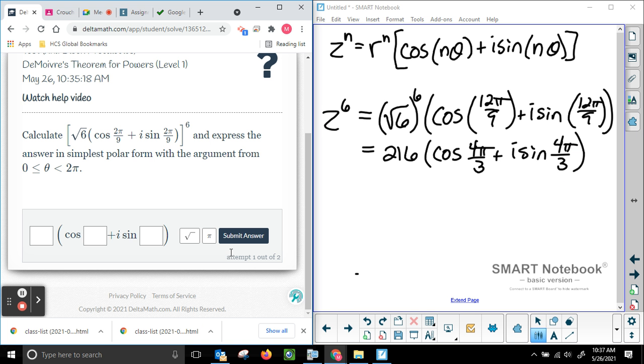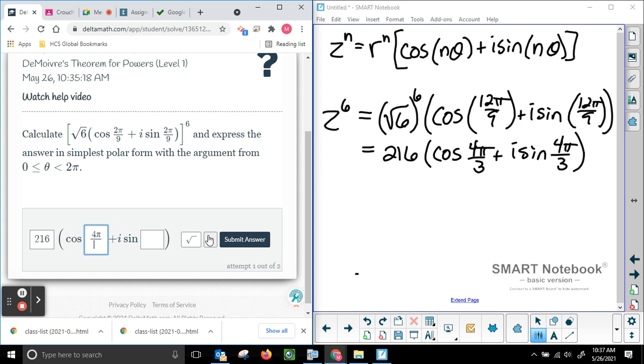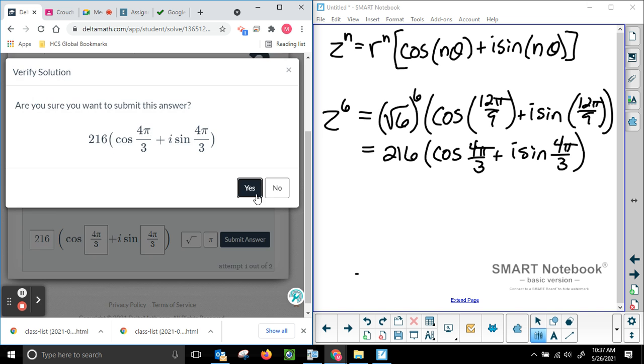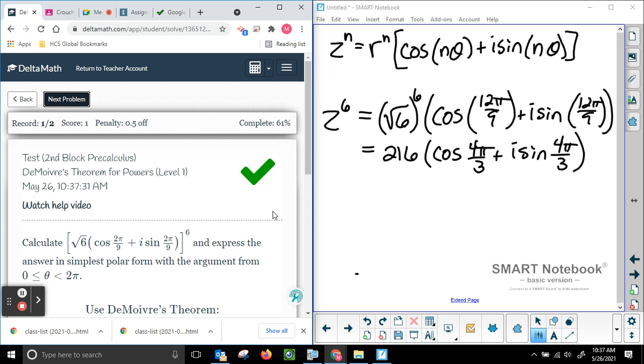Our direction said to express it in simplest polar form, so we leave it in polar form here. So this is 216. This is 4 pi over 3. And this is 4 pi over 3. And bada bing.